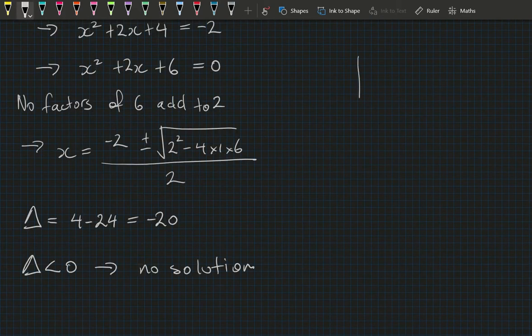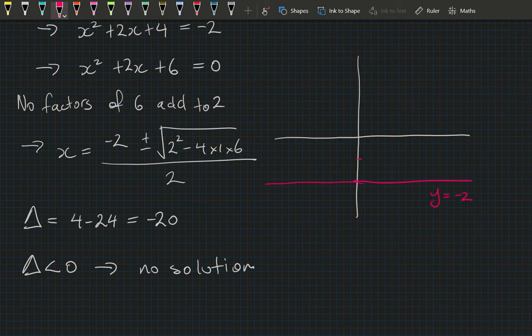And I could actually graph these over here. Now the first thing to notice is that y equals minus 2 just goes along here. And for the parabola, I can see that its y-intercept is 4 and its axis of symmetry is at minus 2 on 2, so it's minus 1. And at minus 1, we have plus 3. So therefore the parabola is something like this. Wow, still bad. Anyhow, that's definitely y equals x squared plus 2x plus 4. And as there's no intersections, there's certainly no solutions for that simultaneous equation.